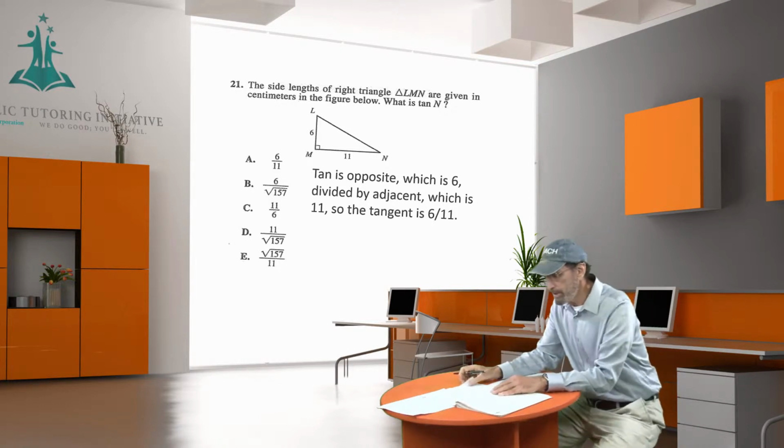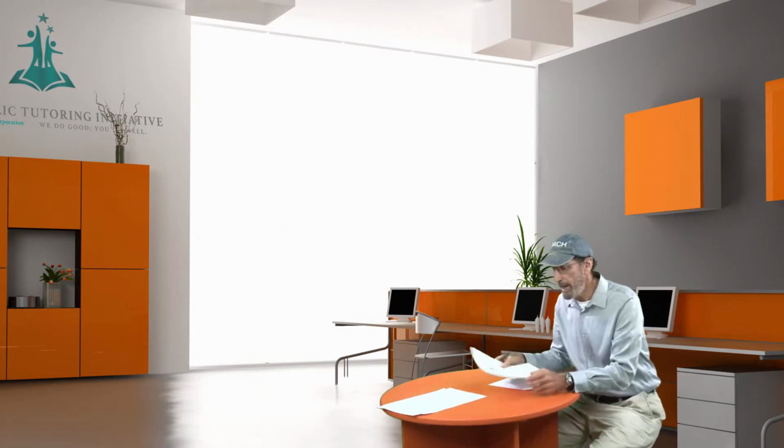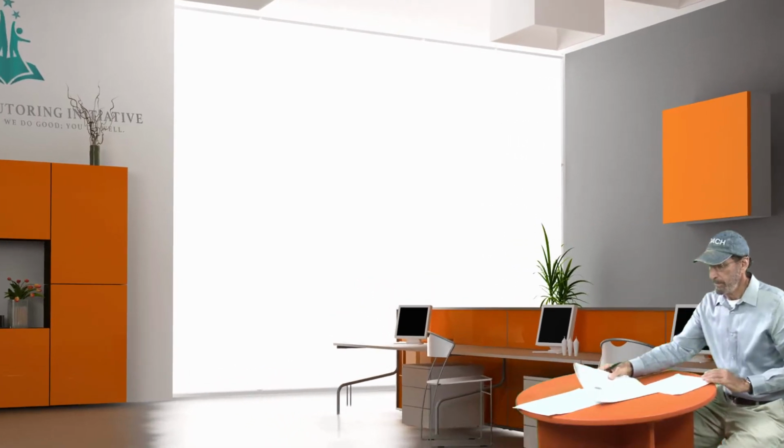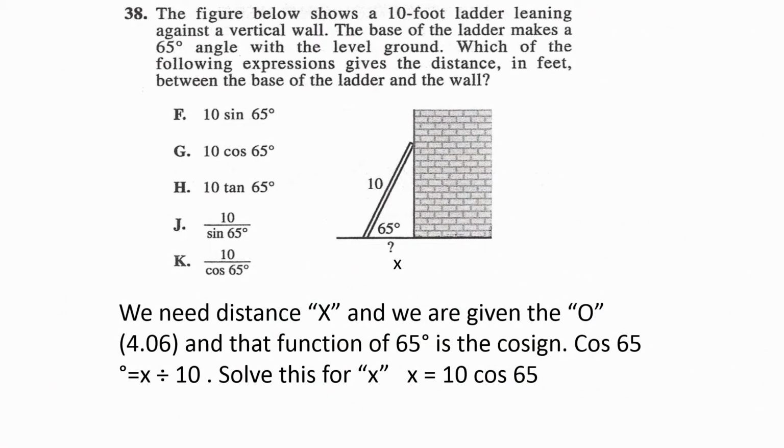Okay, let's do one that's a little more difficult. This is question number 38 from a test. There is a ladder against a wall. The ladder makes a 65-degree angle with the ground. The ladder is 10 feet long. How far is the base of the ladder from the wall?